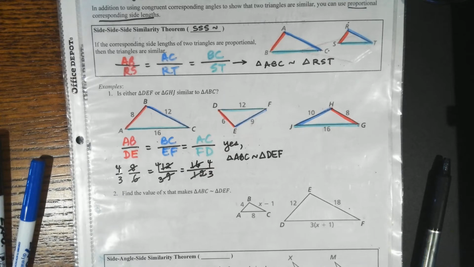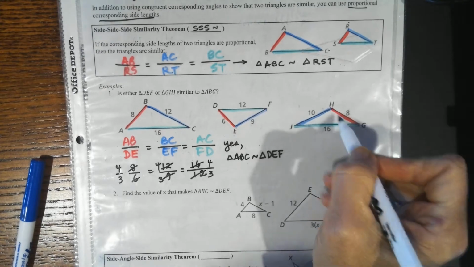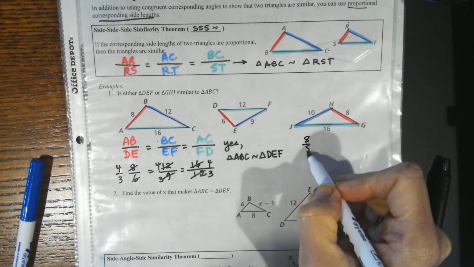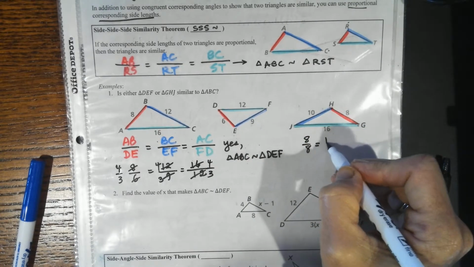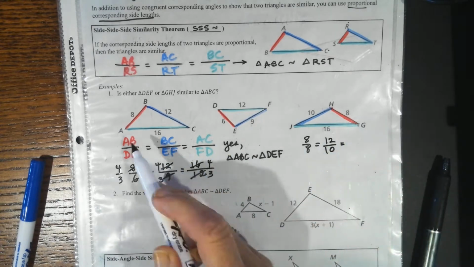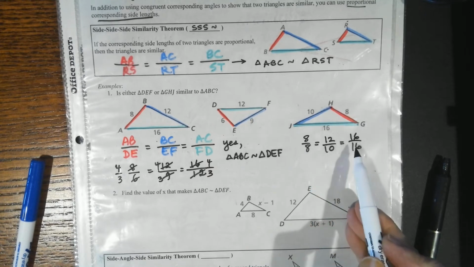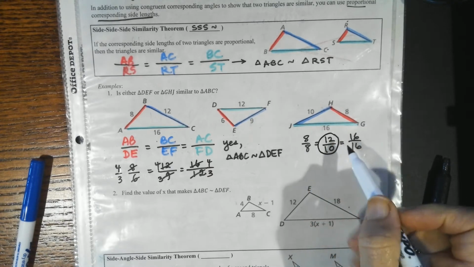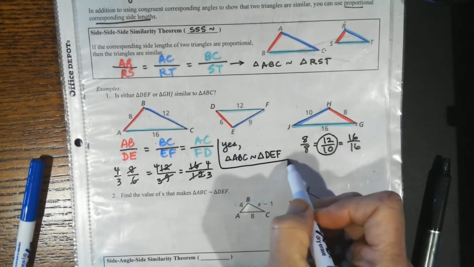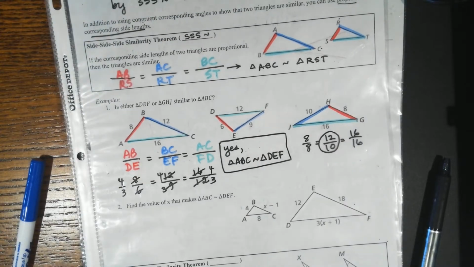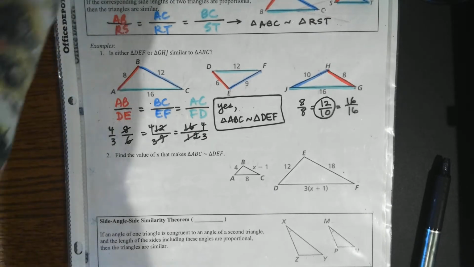So, let's see. So, the red over the red is 8 over 8. The blue over the blue is 12 over 10. And the green over the green is 16 over 16. So these are equal. This is 1 and this is 1. But this is 1.2. So that means that these are not similar. Okay, that means that this is the only answer that is correct on that. Any questions? You can ask questions.